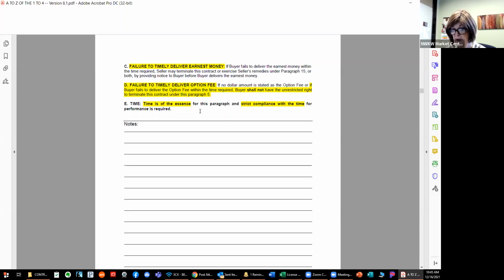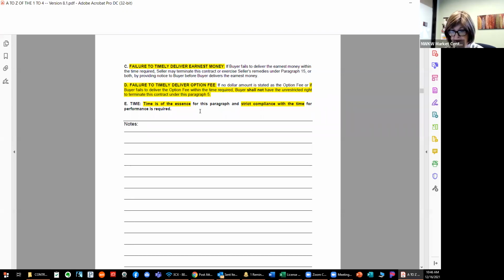But to answer your question, if that seller was to terminate and send something to the other side signed by their client saying they're terminating because something wasn't delivered timely, then the buyer has defaulted. The problem is, if there's no earnest money there, what are you going to go after? All you can do is put it back on the market as soon as possible or sell it to somebody else that's waiting in line that wants that property. So you don't get the earnest money because they never put it up.